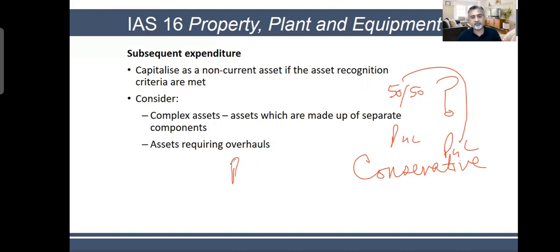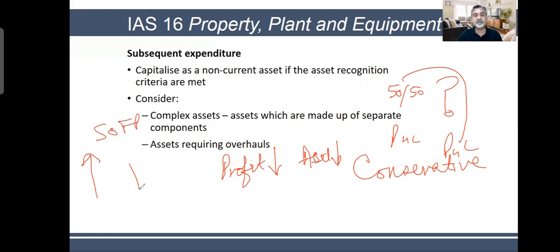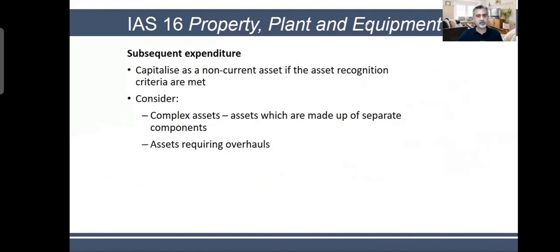I'm sorry for my handwriting. When you take it to P&L, what is happening? Profit is down and your assets are also down. But when you take it to SOFP, profit is enhanced, increased, and assets are also increased. This is not a prudent approach. This is not a conservative approach. Conservative approach is this one. So if you are ever in doubt what to do in real life, of course, we have to prepare financials on a conservative approach, and the conservative approach says take it to the P&L.